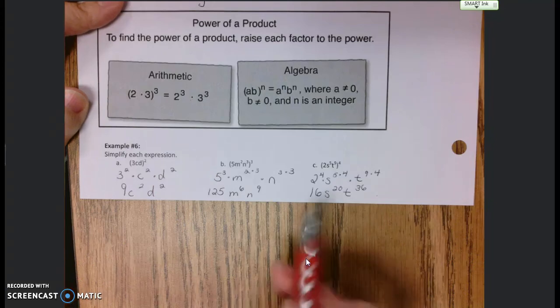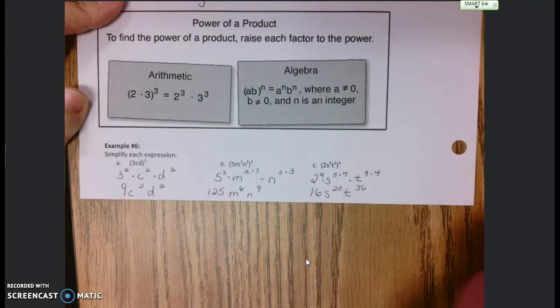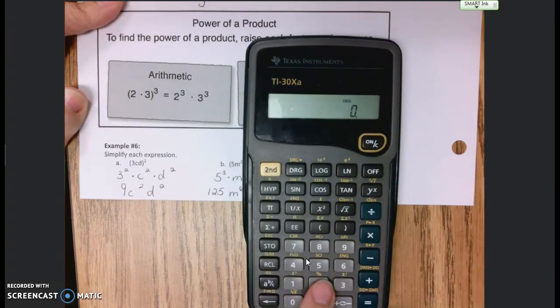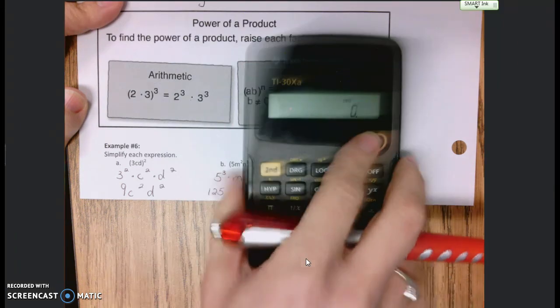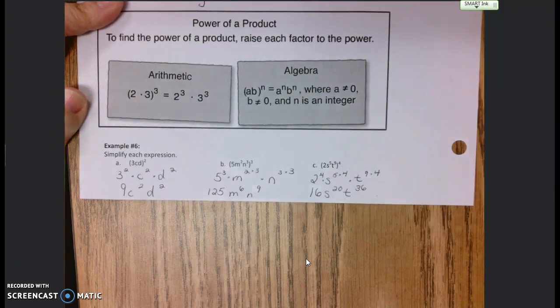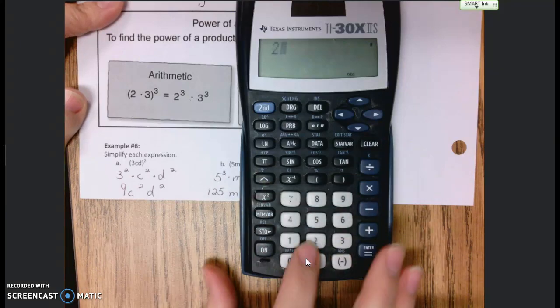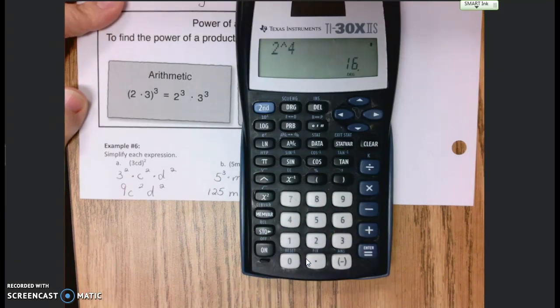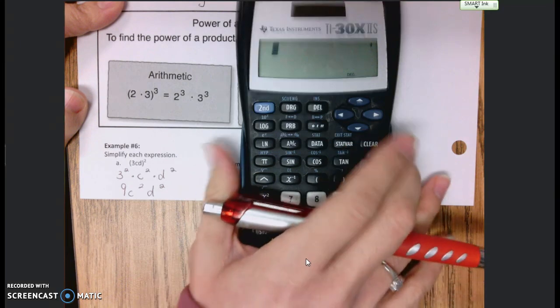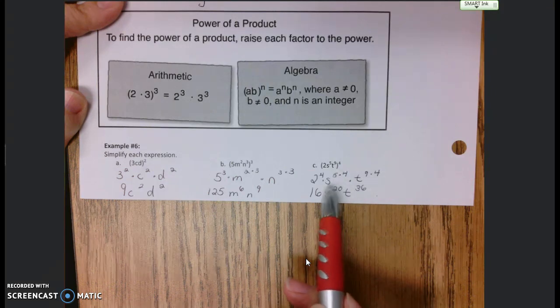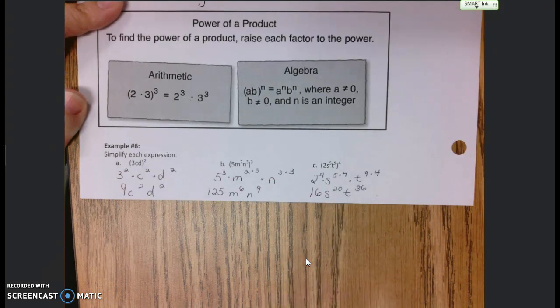Please be careful. If you aren't sure how to get 2 to the 4th, you can use your calculator, which you can put in this one. I would go 2 and then y to the x, 4, and that gives me my answer of 16. Or if you have one of these calculators, you could go 2 caret, let's turn it on first, that usually helps. 2 to the 4th can also give you 16. Now, when it's just a whole number as a base being raised to an exponent, you can use your calculator, but you need to be careful because when it comes to a variable being raised to an exponent, you won't be able to rely on your calculator.